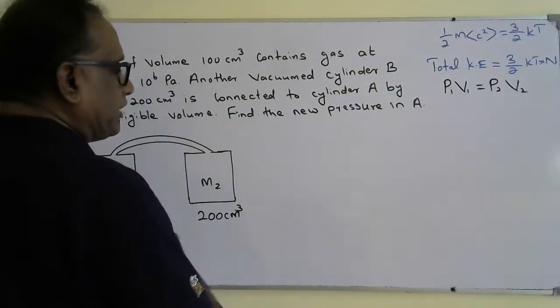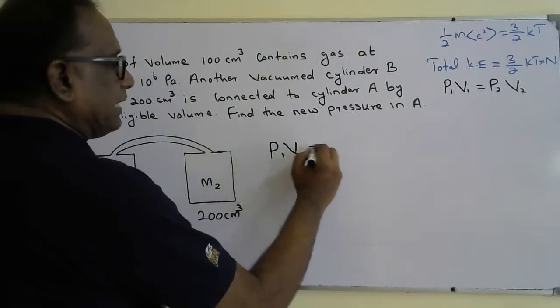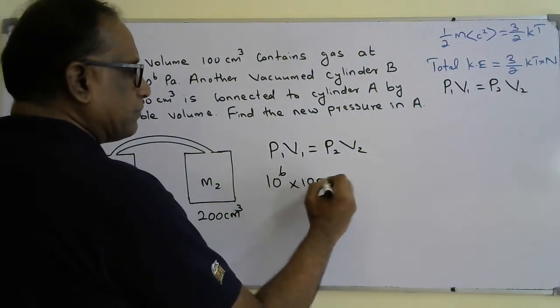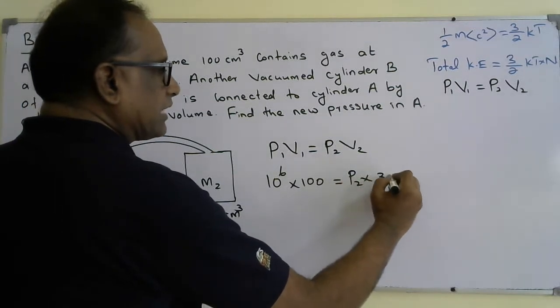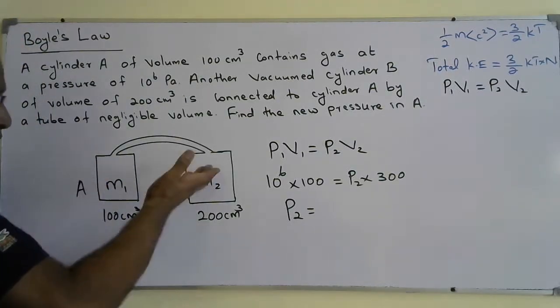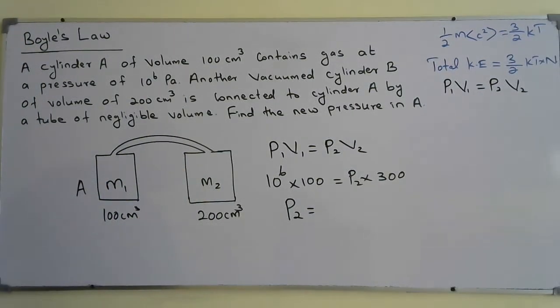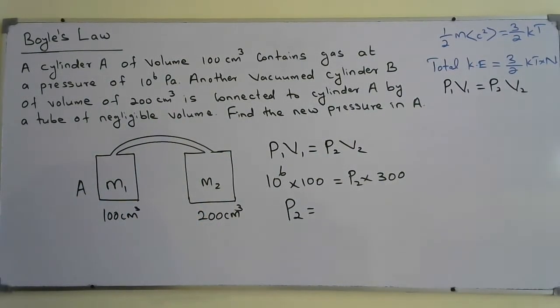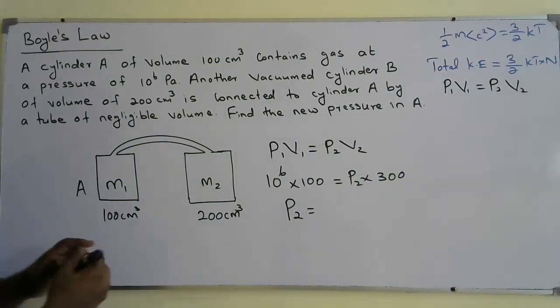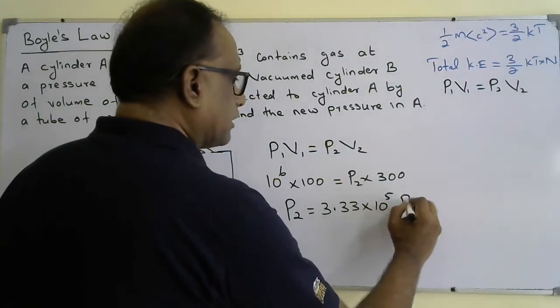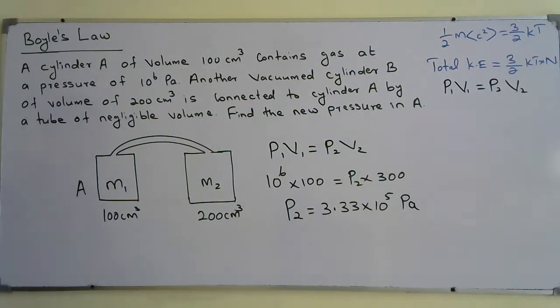So Boyle's law means P1 V1 equals P2 V2. Initially the pressure 10 to the power 6 times 100 cm cube becomes P2 times 300. Find P2, that's all. That's the new pressure. Inside both cylinders, the pressure will be the same. We have to consider the total mass is the same when we consider the whole system. So that will be 3.33 times 10 to the power 5 Pascal. That's the new pressure in both cylinders.